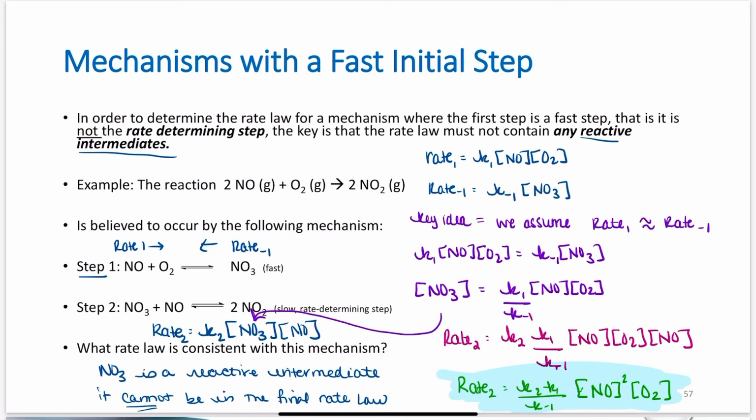Remember, when you're doing mechanisms, if the first step is your slow step, it's pretty straightforward. You can write your rate law based on that first rate determining step. Keywords, rate determining step. But if the first step is fast, you have to do some kind of workaround because you cannot have reactive intermediates in the rate law. They're just not allowed.